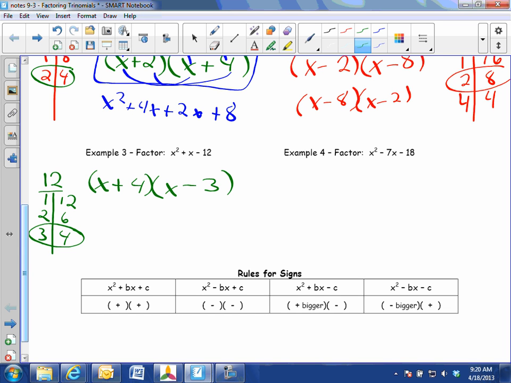And again, if you are not sure which ones to go, pull them back. Make sure you get to where you started. If not, then something is wrong. Either your signs are wrong or you picked the wrong pair. Okay? All right, how about 4?